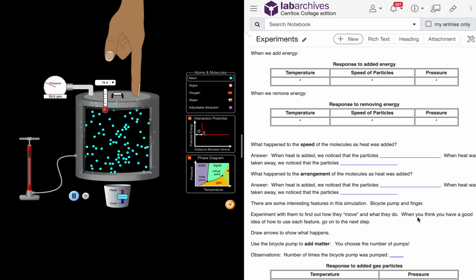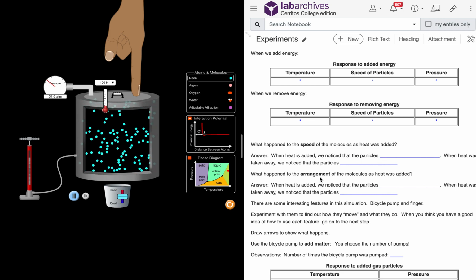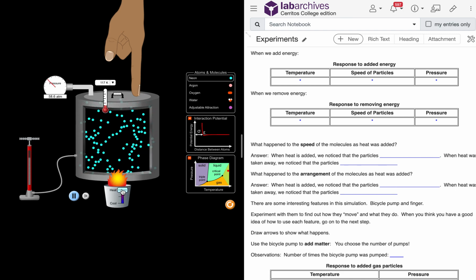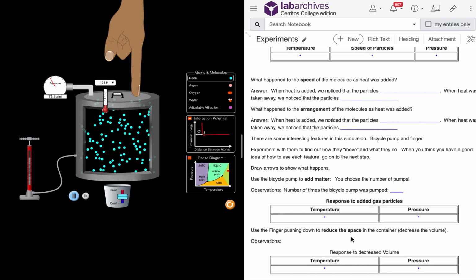What happened to the speed of the molecules when heat was added? So if we add heat, the speed, everyone can see it, it's moving faster. So the speed is increased when we add heat. What happened to the arrangement of the molecules when heat was added? So when we add heat, the arrangement collapses. They're just moving in all directions. Okay, so answer that question.